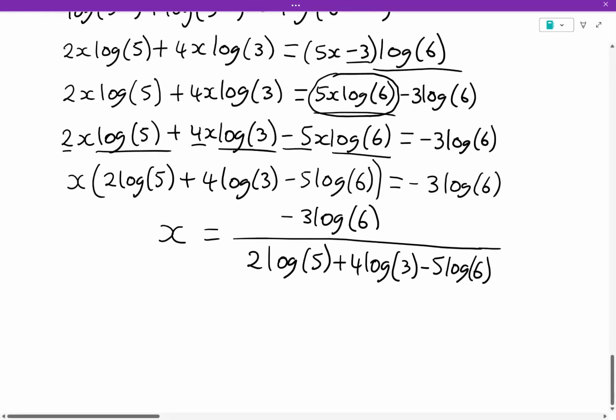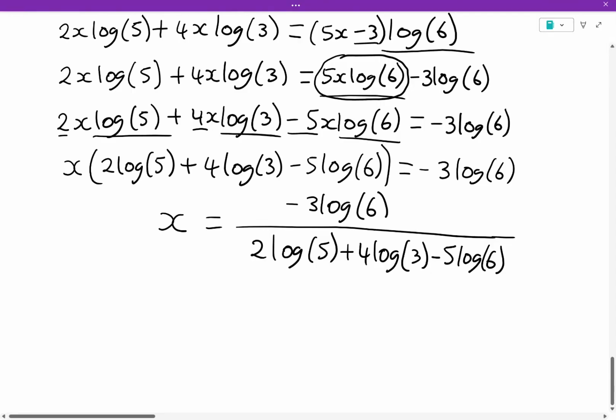Now, I do just want to think about other ways we could potentially write this. Now, what we can't do is we can't just cross off all the logs. Okay, log on its own holds no value. It has to be a log of a number. Okay, and there's no log of a number which is a common factor throughout. Okay, so we can't do that.